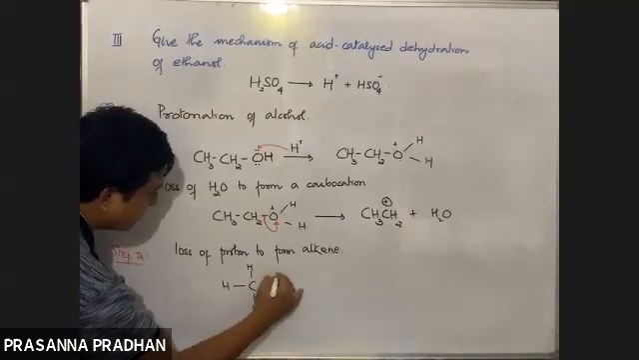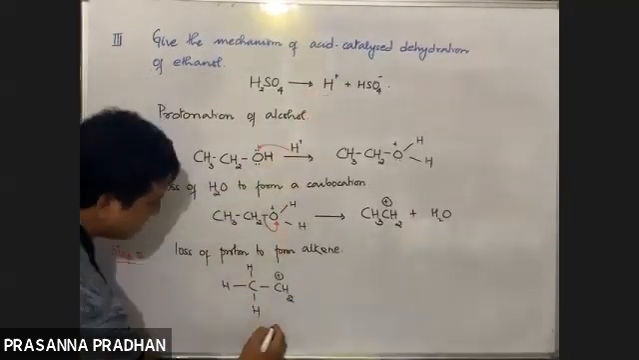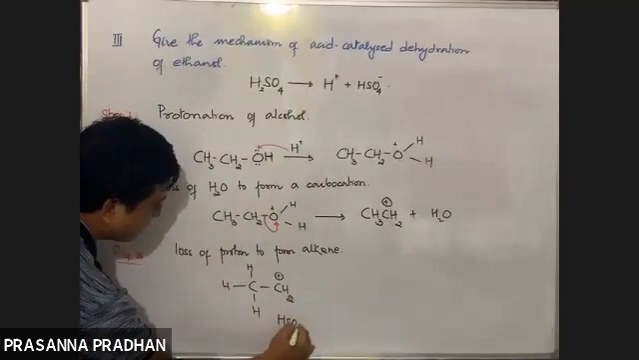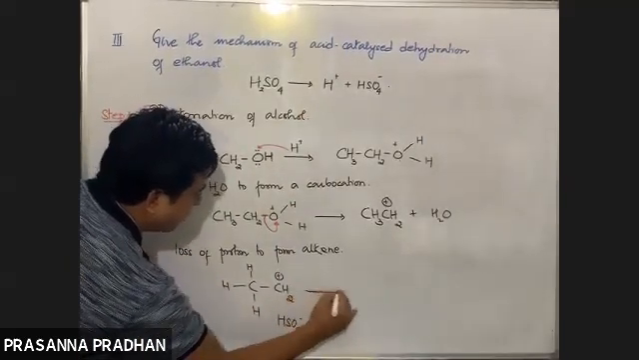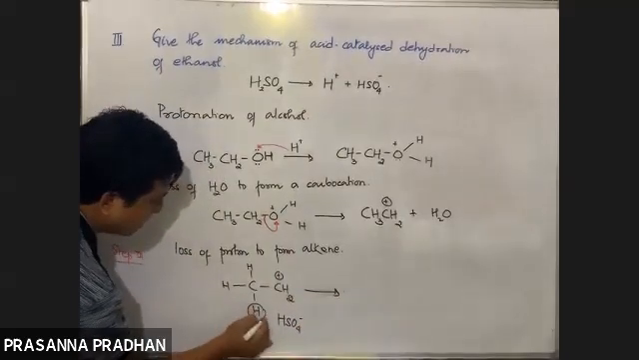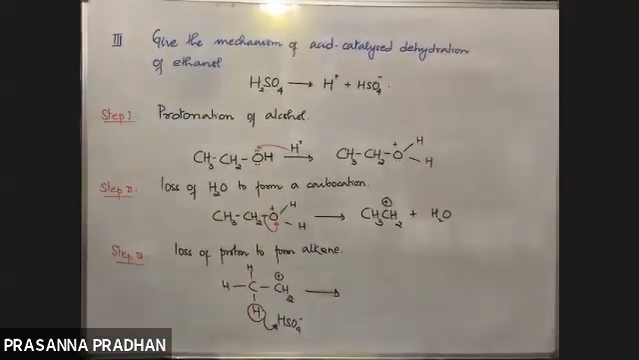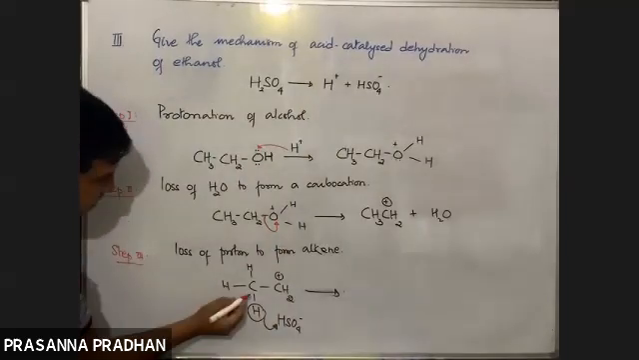CH2 positive. Now this HSO4 negative ion will pull off a proton. It will pull off this proton. Where will these two electrons go then?